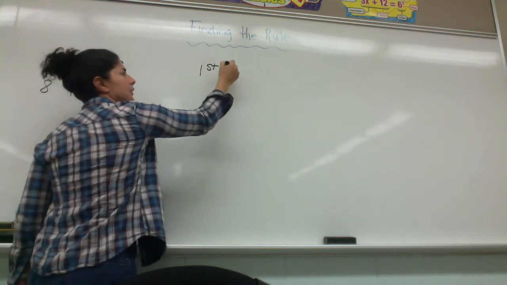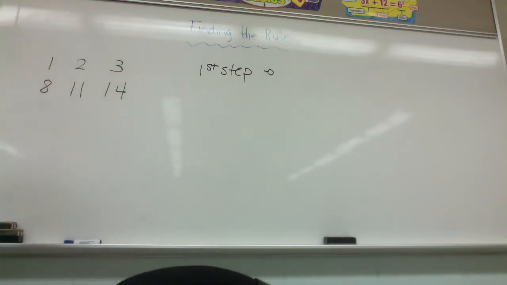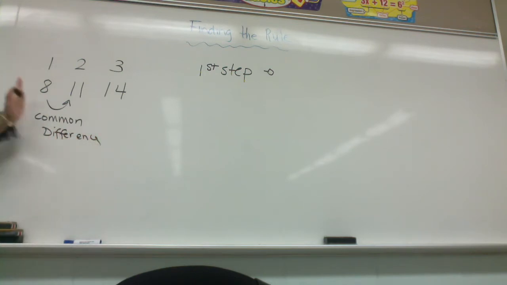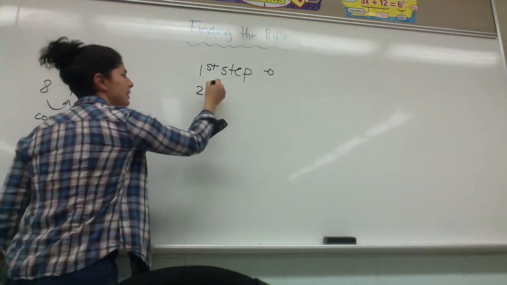First step. Write this down. First step is to do what? Common difference. I love the words you use. So find the common difference. Let's find it. And it has to be going up by the same amount or else you cannot find the rule. So it has to have a common difference or else it's not possible. Yes. 3. So it's actually plus 3, right? So 3.